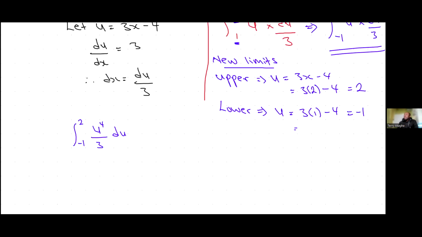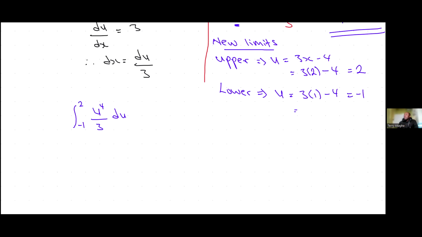So I bring out the constant, so it's going to be 1 over 3 integral of what? u raised to the power 4, between 2 and minus 1. And that's going to give us 1 over 3 into brackets, u raised to the power what? 5 divided by 5, into bracket 2 and minus 1.